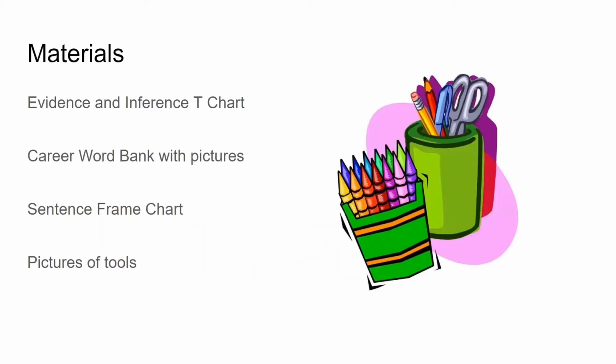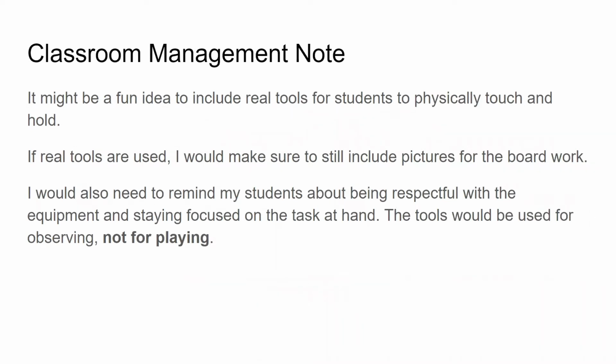Some materials we'll need for the lesson are an evidence and inference T-chart, a career word bank with pictures, a sentence frame chart, and pictures of tools. As a classroom management note, it might be a fun idea to include real tools for students to physically touch and hold. If real tools are used, I would make sure to still include pictures for the board work. I would also need to remind my students about being respectful with the equipment and staying focused on the task at hand. The tools would be used for observing, not for playing.